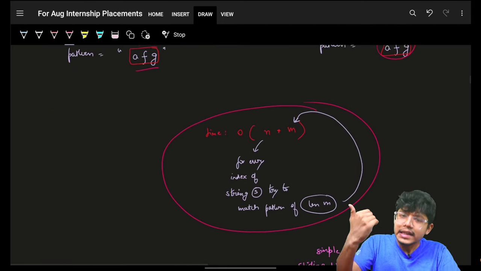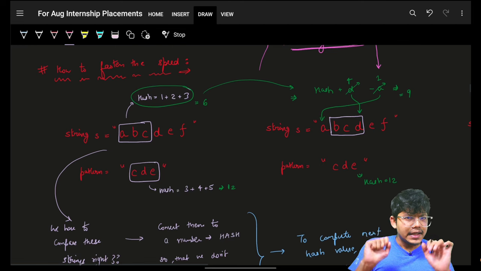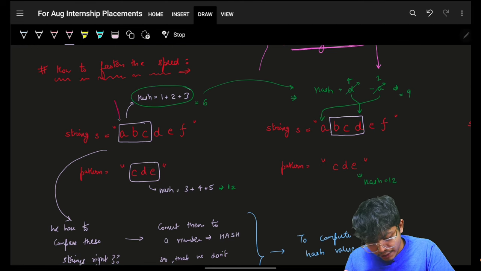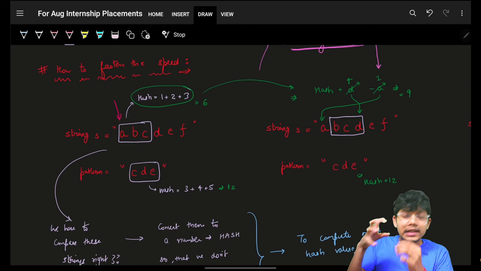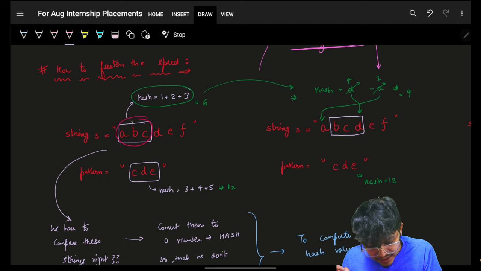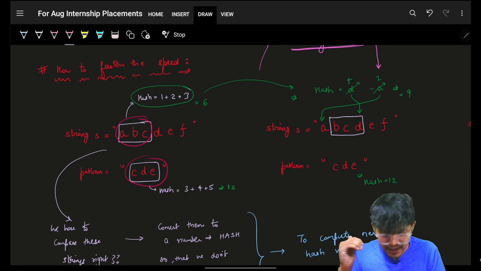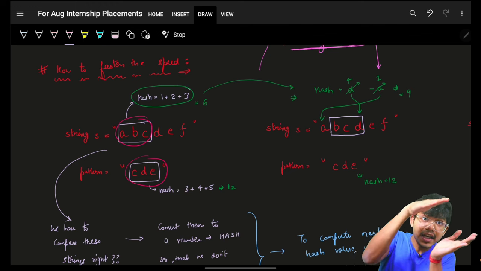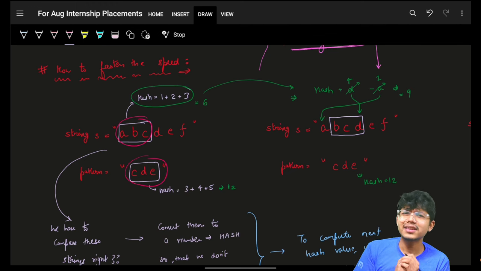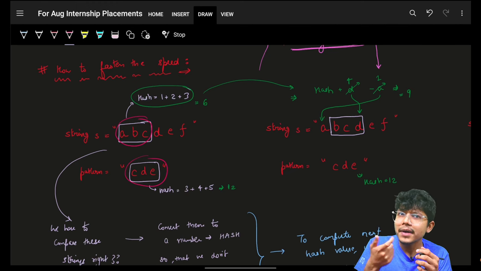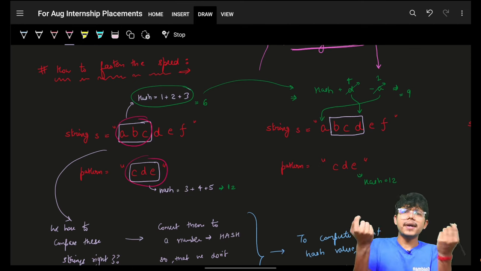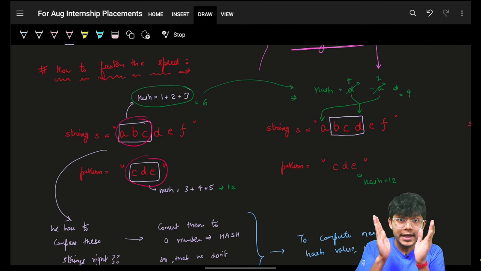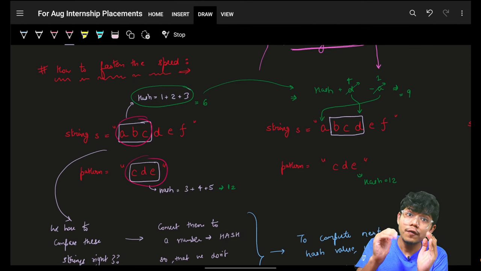And what I was saying, see, our main aim was, I was going to all the characters, but then I was comparing the entire string. I have to compare the entire string of S with the entire pattern, and that was a headache for me. Comparing two entire strings is a headache. If I had to compare two integers, that's an O of 1 operation. Comparing two strings of length M is an O of M operation.